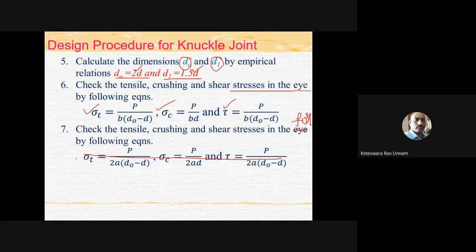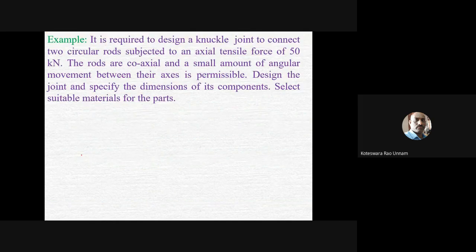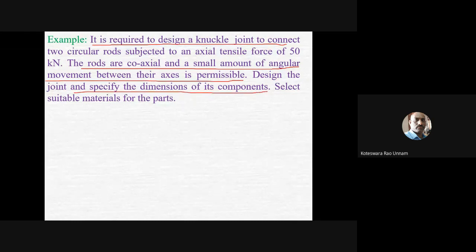Okay, so we already discussed this procedure. Then we took up this problem in the previous class also. I think you might have noted down this problem. It is required to design a knuckle joint to connect two circular rods subjected to an axial tensile force of 50 kilonewtons. The rods are coaxial and a small amount of angular movement between their axes is permissible. Design the joint and specify the dimensions of its components. Select suitable materials for the parts also.